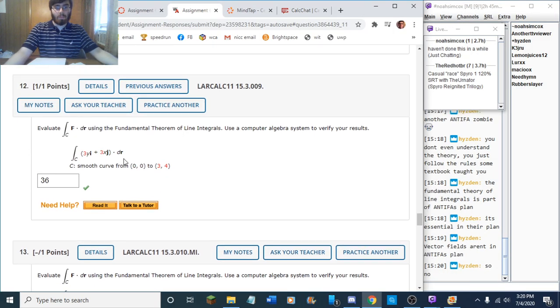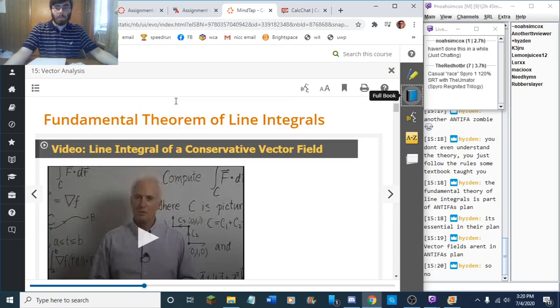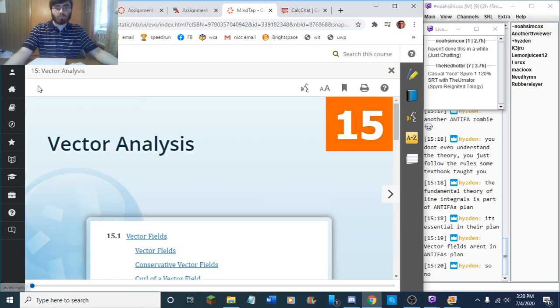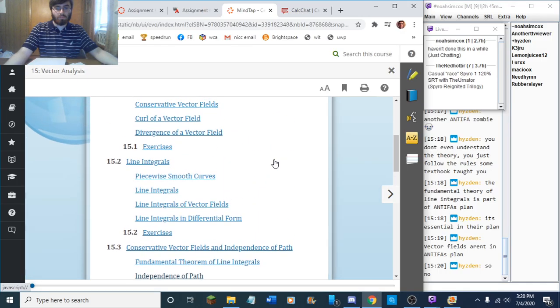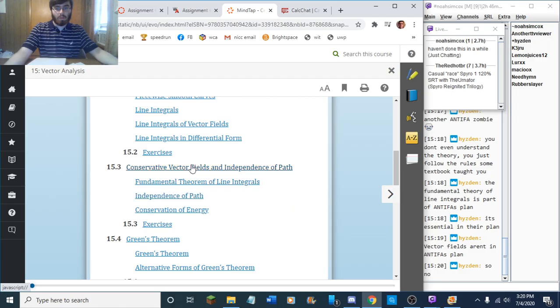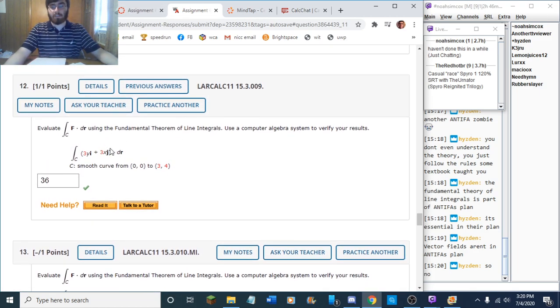Okay. Hold on a second. But guess what, dude? The question I'm doing that concerns the fundamental theorem of line integrals is underneath this. It's actually a part of vector fields. This has to do with vector fields.